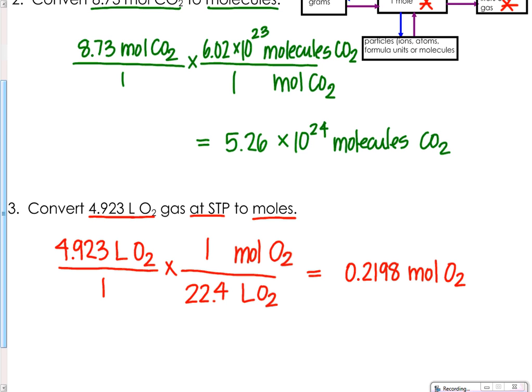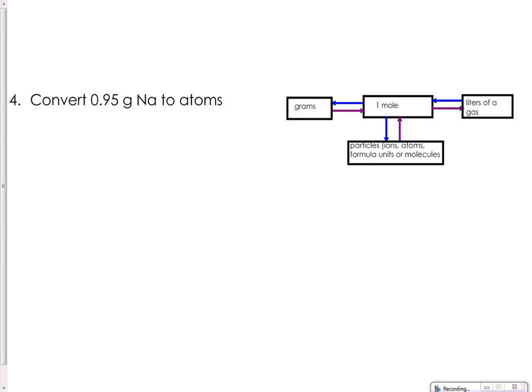Okay. And we're going to do one last practice problem because I want you to see what it would be like to do one that needs more than one step. If you look at the given in this problem, 0.95 grams of sodium, so I'm starting here, and I want to convert that to atoms, which means I want to get down here. But these two boxes are not connected themselves. You have to go to moles first and then particles. So my path will be to go from grams to moles, and then from moles to atoms.